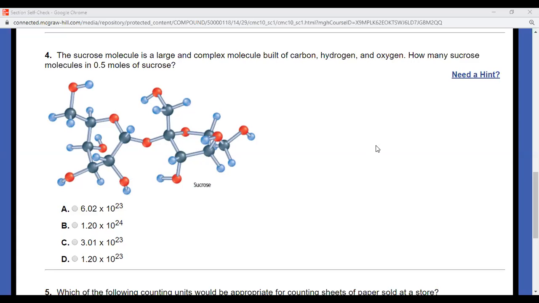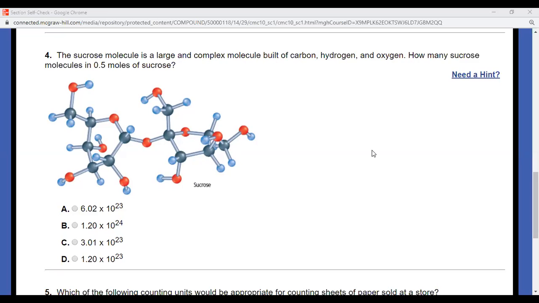The saccharose molecule is a large and complex molecule built of carbon, hydrogen, and oxygen. How many sucrose molecules are in 0.5 moles of sucrose?